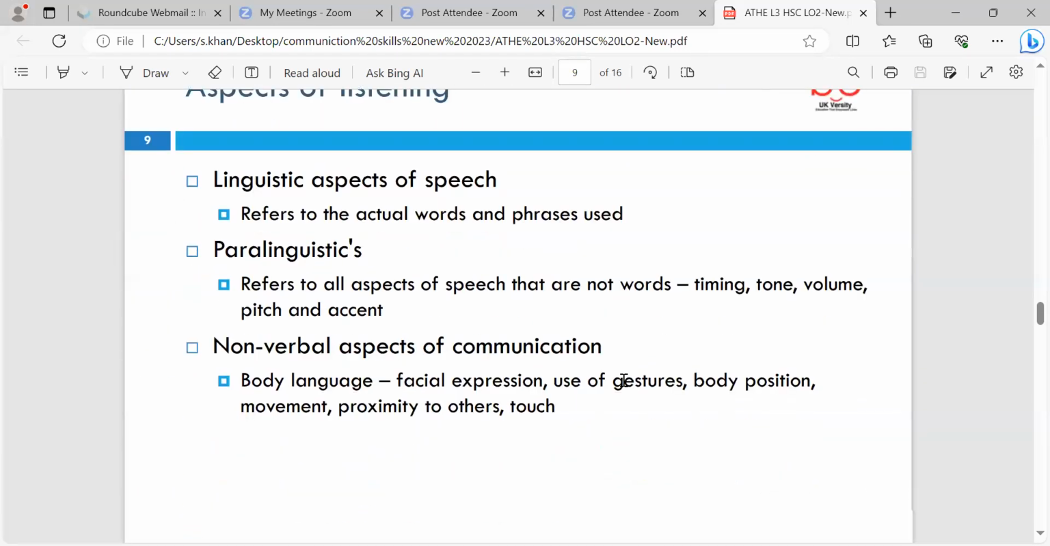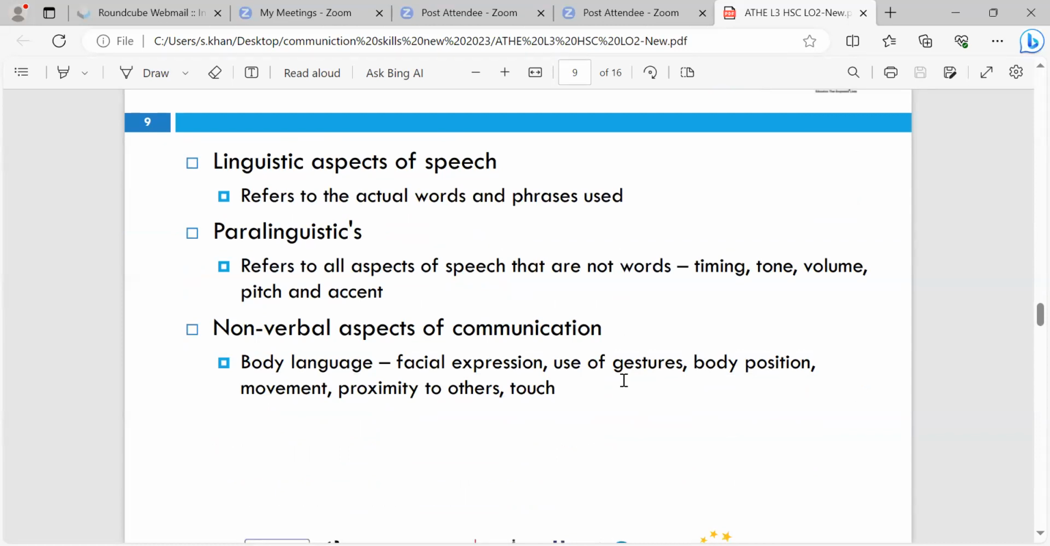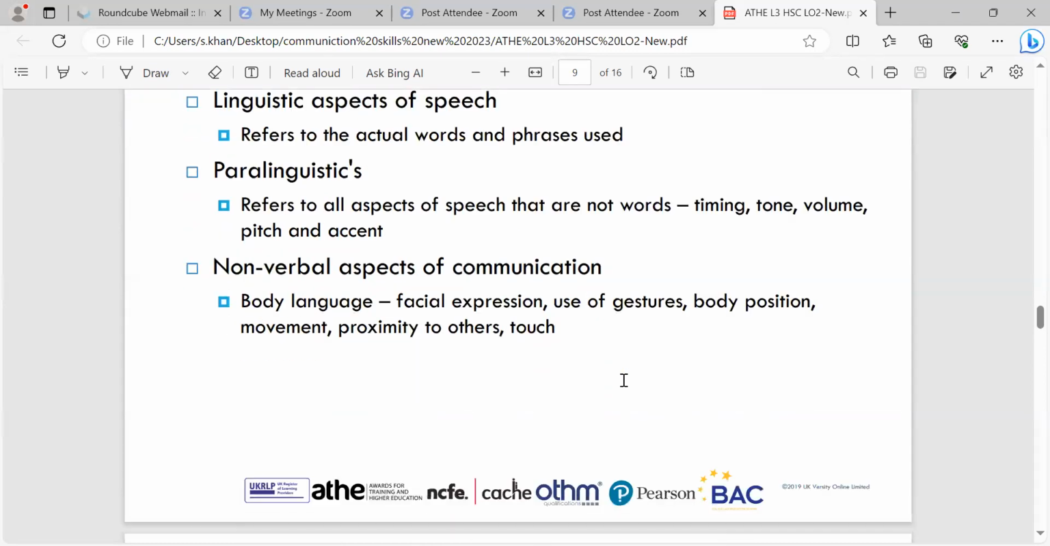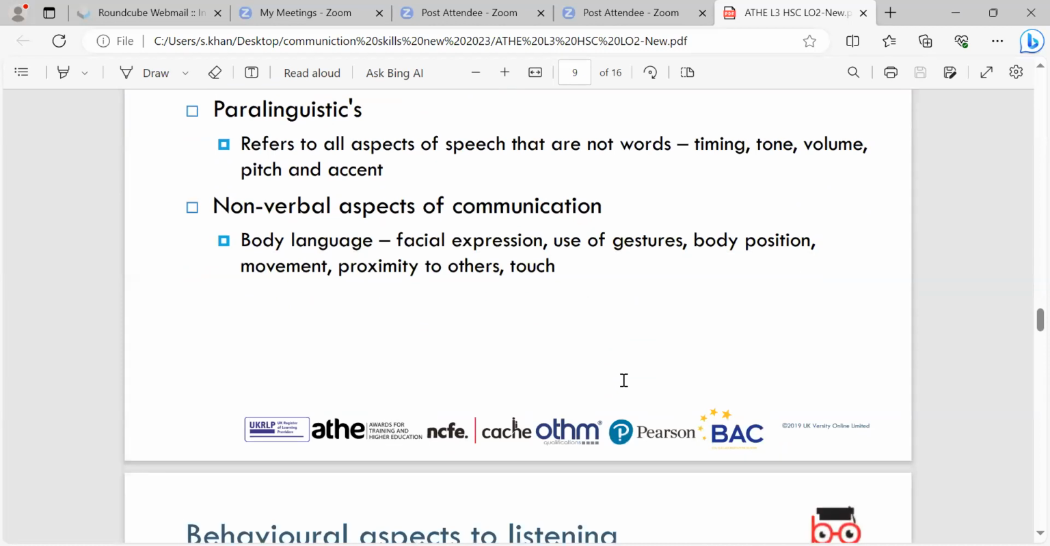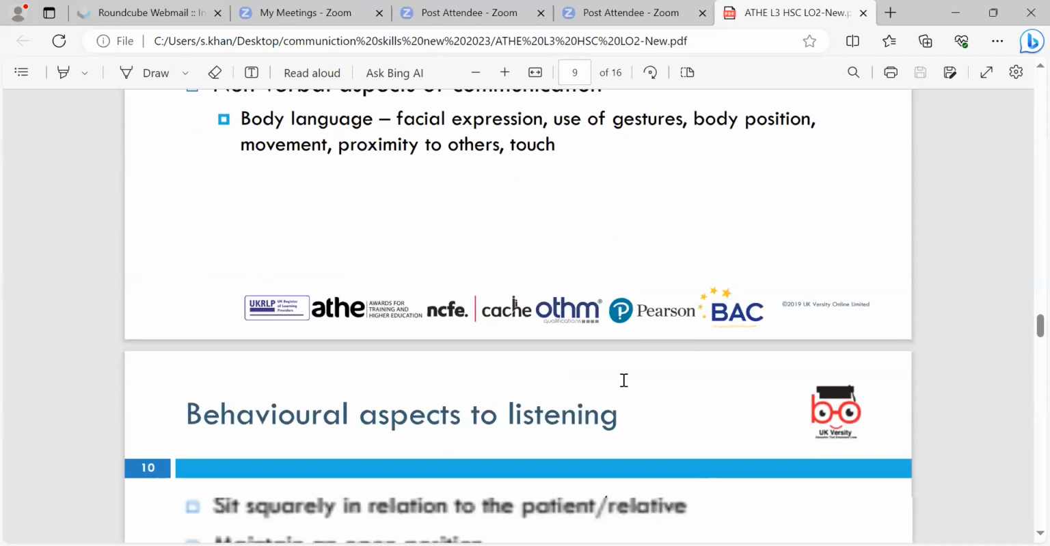Aspects of listening. So we've got linguistic aspects of listening, which refer to the actual words and phrases used. Paralinguistics refers to all aspects of speech that are not words: timing, the tone, the volume, the pitch, and the accent. Non-verbal aspects of communication are body language. So we've got facial expression, the use of gestures, body position, movement, and proximity to others.